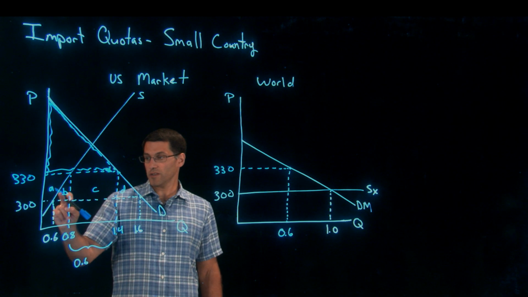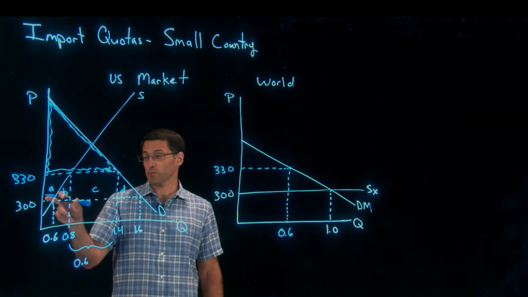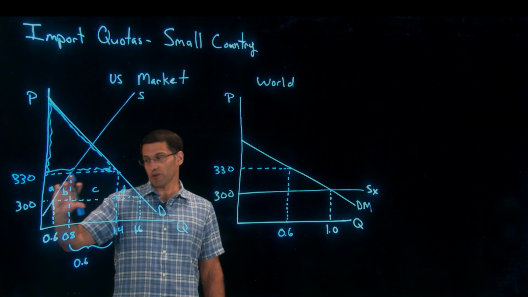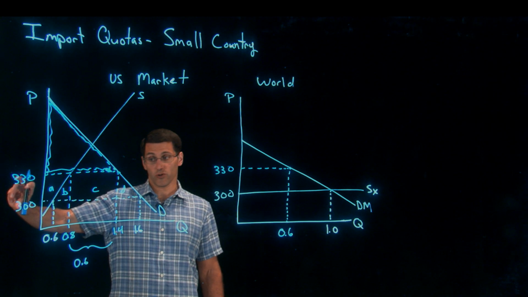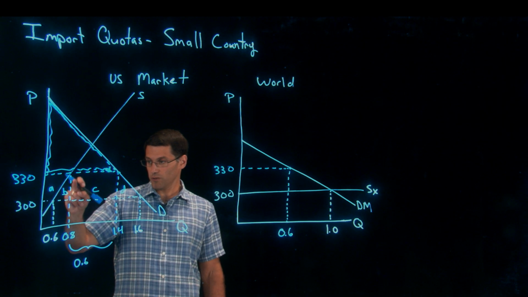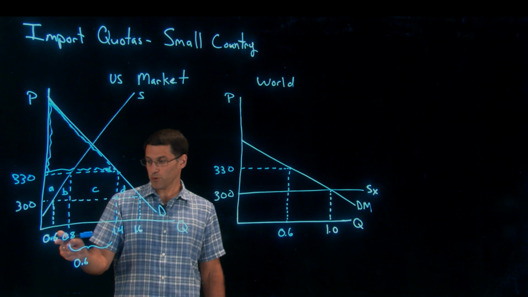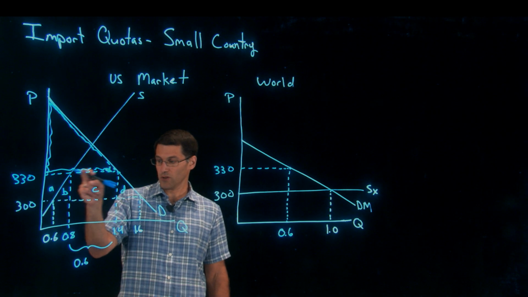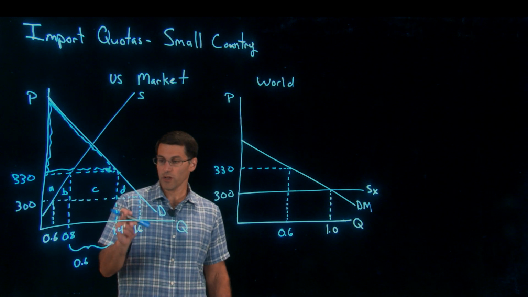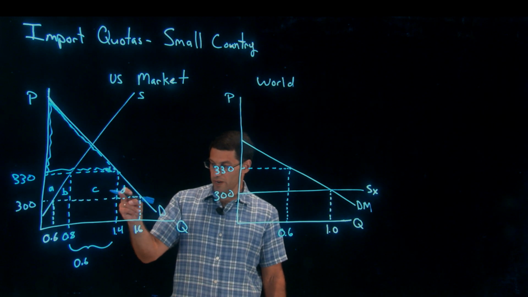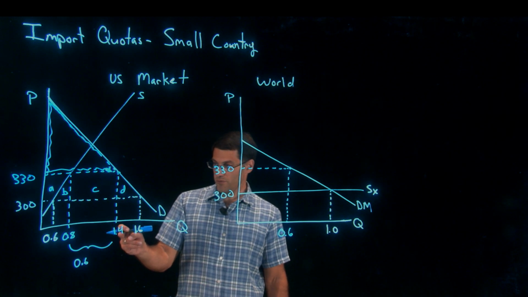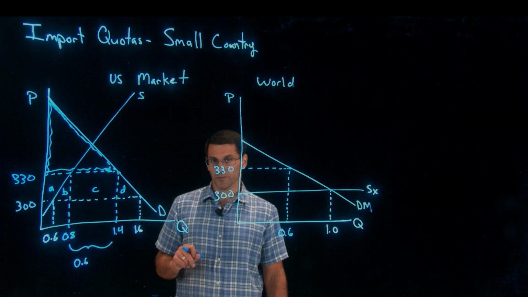Okay? So A is this area to the left of the supply curve, and notice all these areas are between 300 and 330, our two prices. B is this triangle here between 0.6 and 0.8. C is the rectangle between 0.8 and 1.4. And D is this triangle below the demand curve between 1.4 and 1.6.